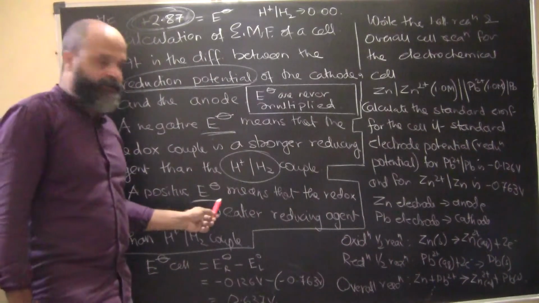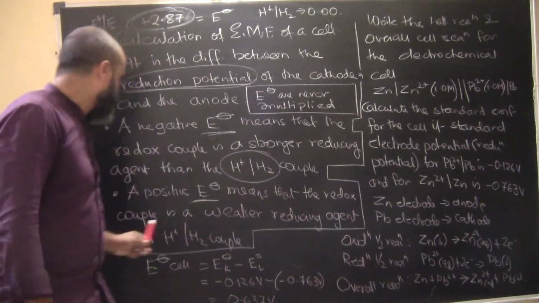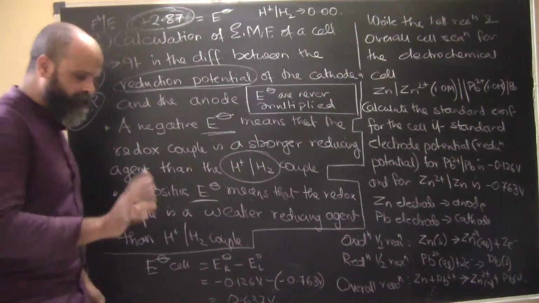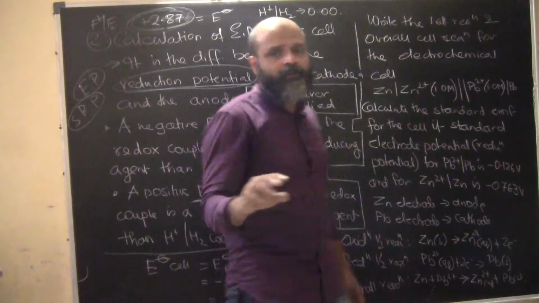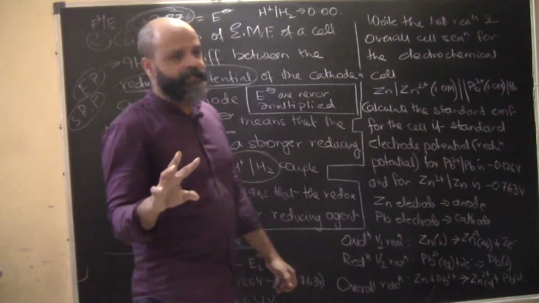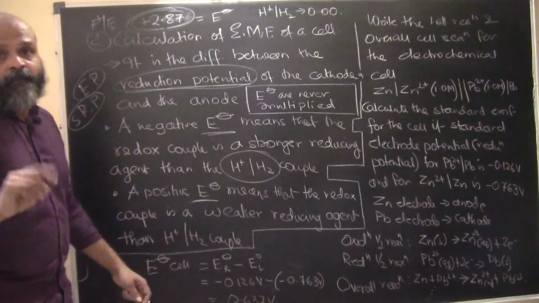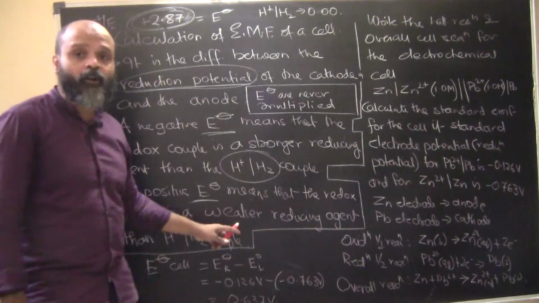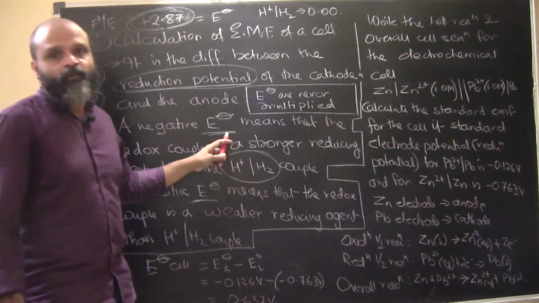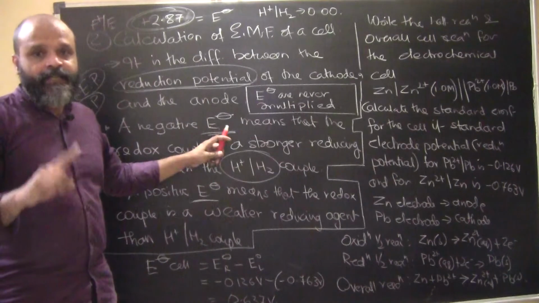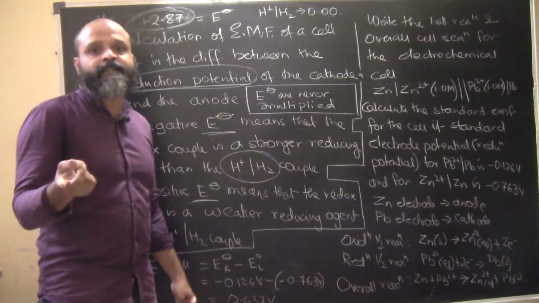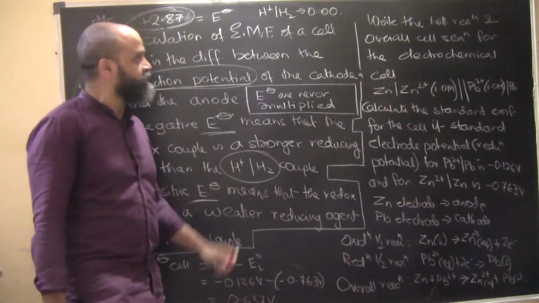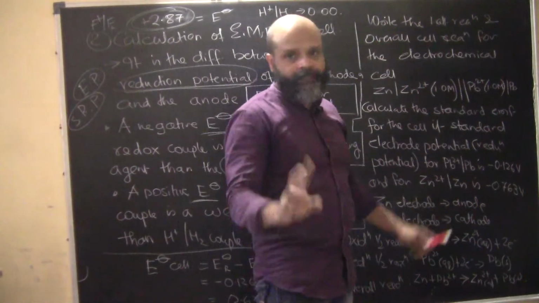A positive electrode potential means that the redox couple is a weaker reducing agent than this one. Okay, so whichever is having a positive electrode potential, it is a weaker reducing agent but a strong oxidizing agent, so a stronger oxidizing agent. The one which has negative electrode potential is a greater reducing agent, or a stronger reducing agent, and a weaker oxidizing agent. Okay, so let's look at an example out here.